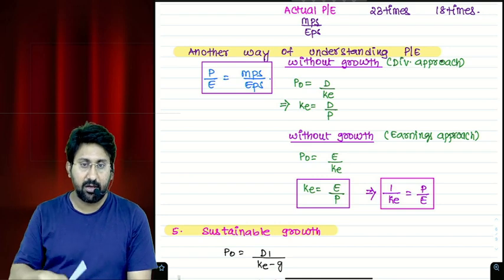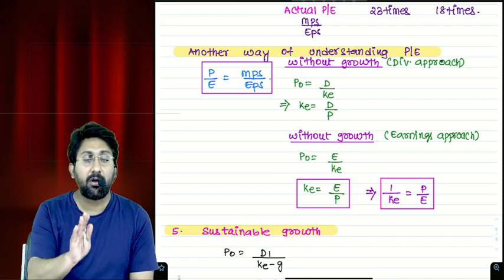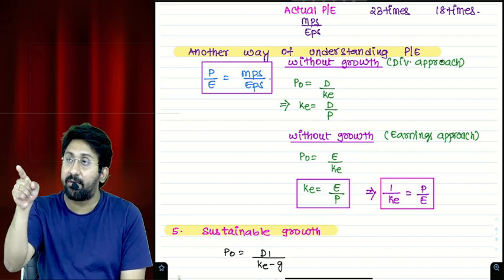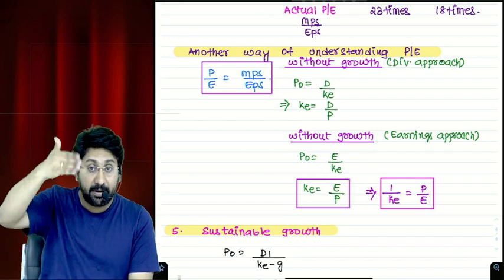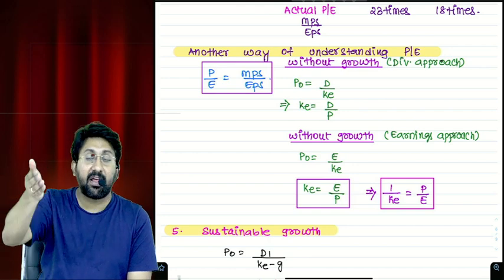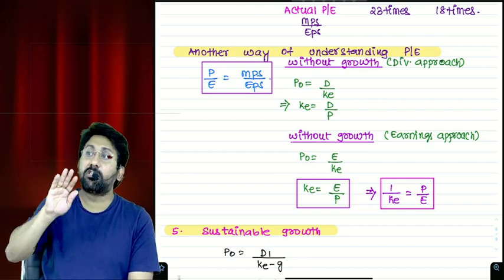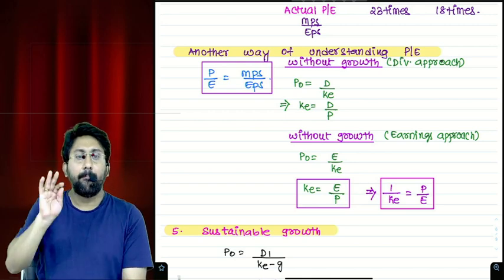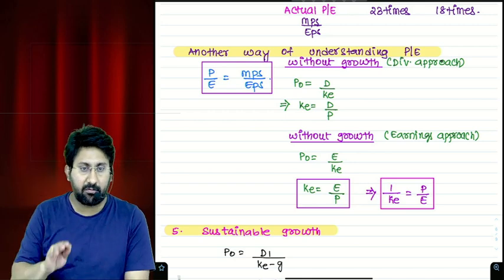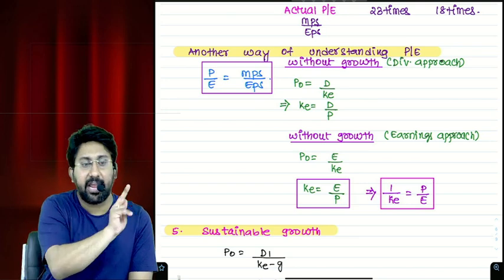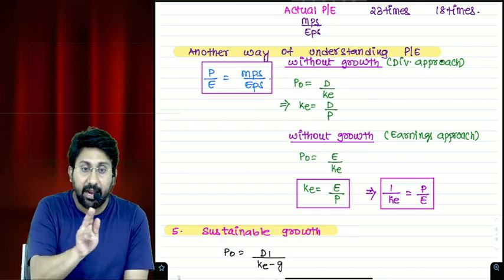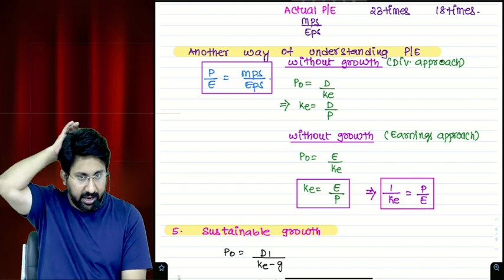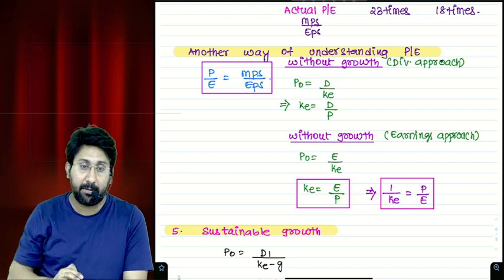Without growth, dividend approach, P naught equal to D by KE. Perpetual growth, I told you, CF per annum divided by RR will give you present value of perpetuity. Like that, I want the present value of the share, which gives the same dividend forever without growth. P naught equal to D by KE. Now I am taking the KE to the other side. KE to the other side, it becomes D by P naught, or D by P you can write. So KE equal to D by P.